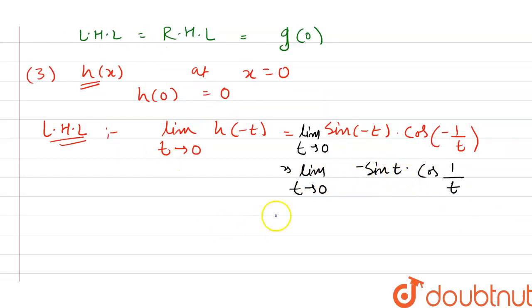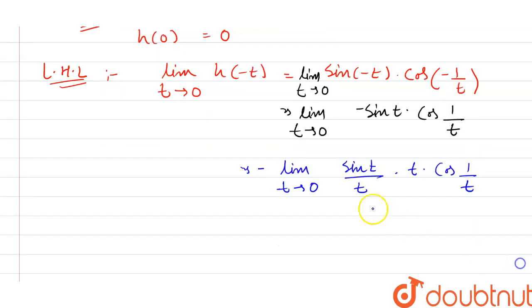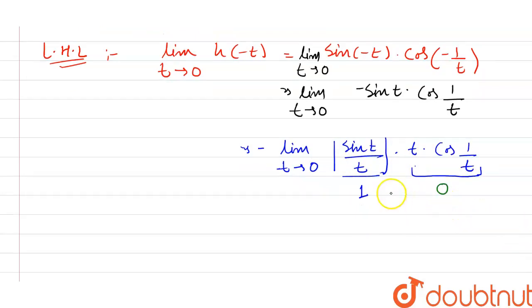So this is equal to minus limit t tends to 0 of sin t divided by t into cos 1 by t. Now we know that its value is 1, and here if we apply the limit, this is equal to 0. So 1 into 0 is equal to 0.